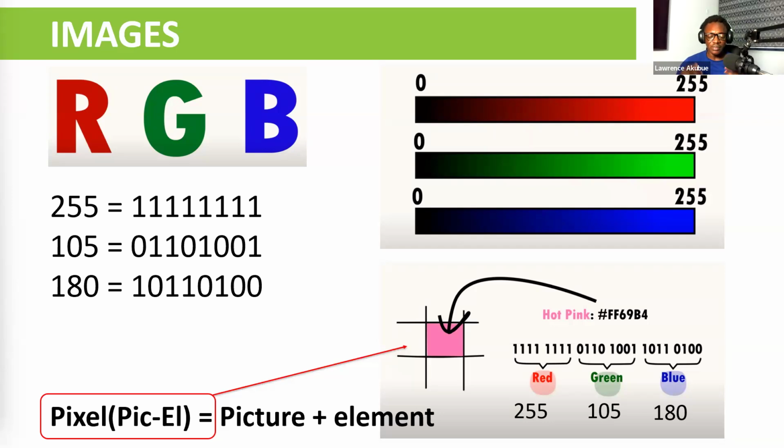So an example is before you here. You have a hot pink. So hot pink is not a primary color. What we are saying is that every color in the world can be generated by combination of these primary colors. So how do you get hot pink? Like I said, hot pink is a combination of 255 of red, 105 of green, and blue is 100 and what? 180.